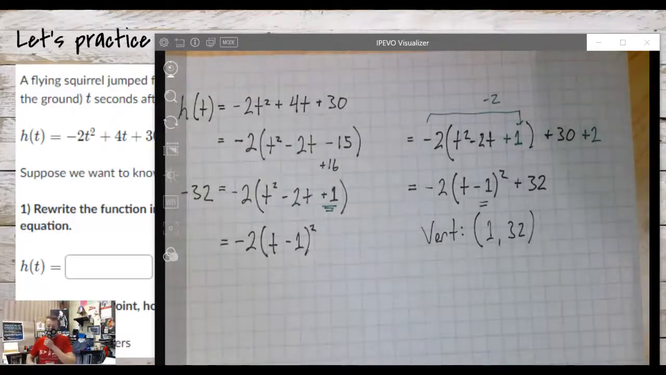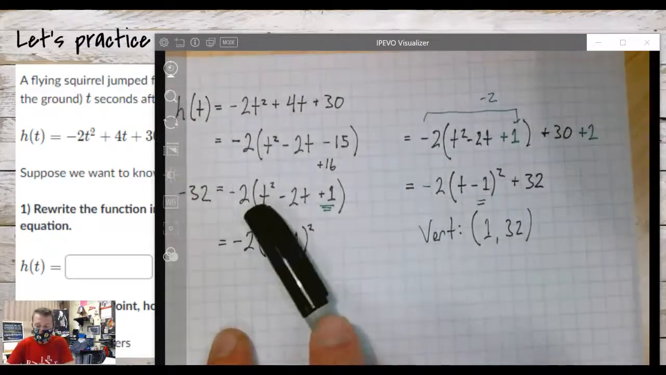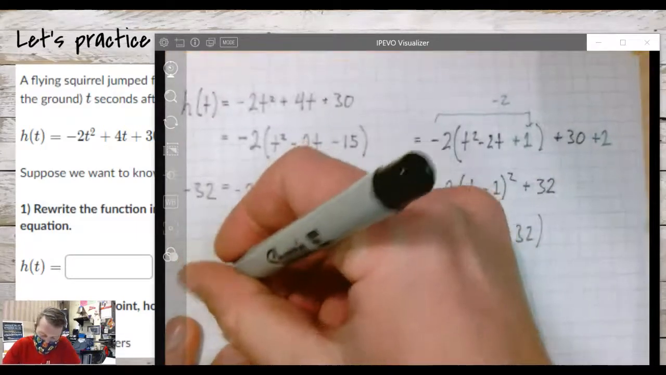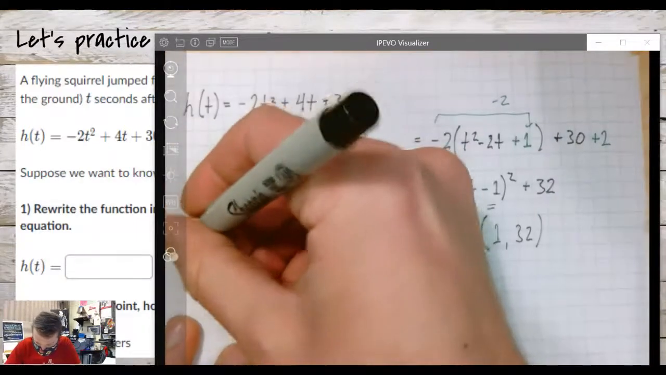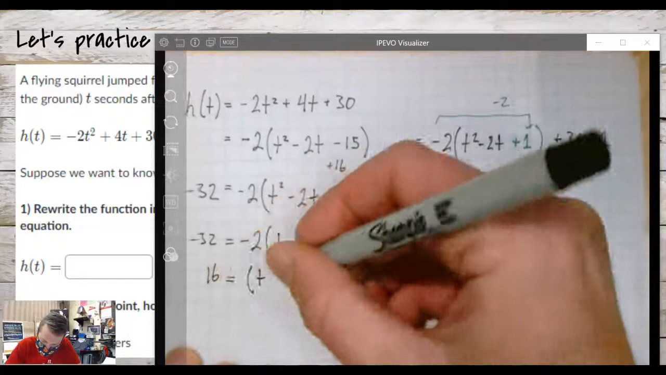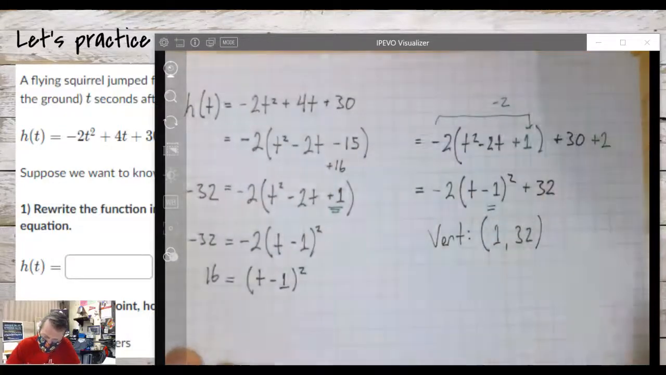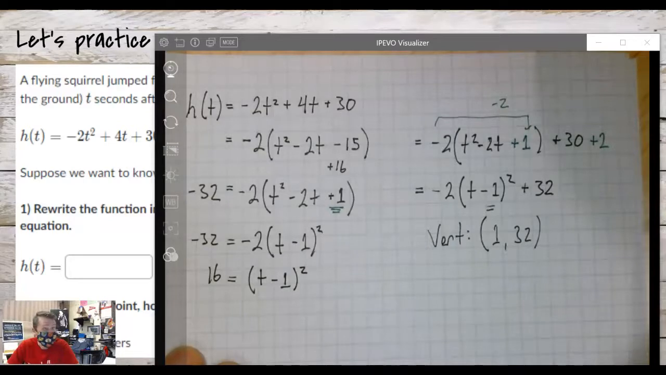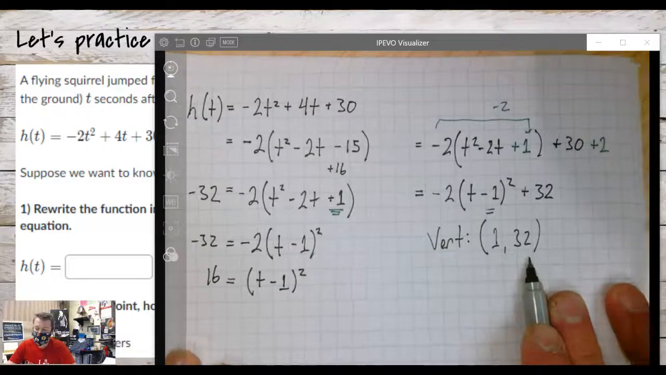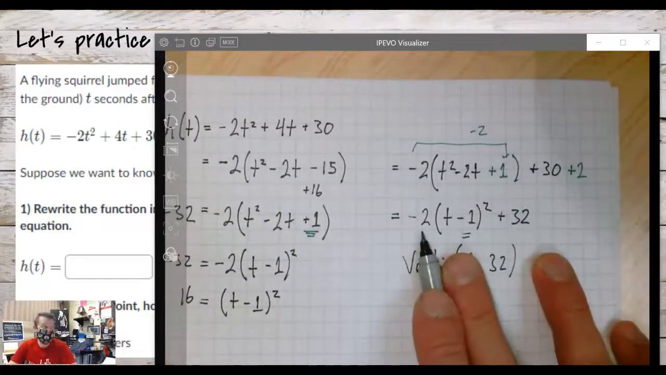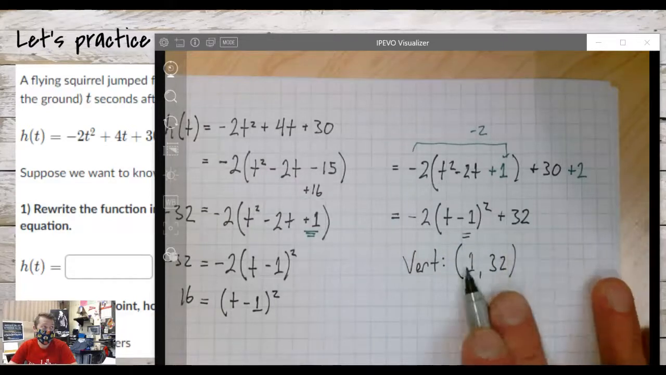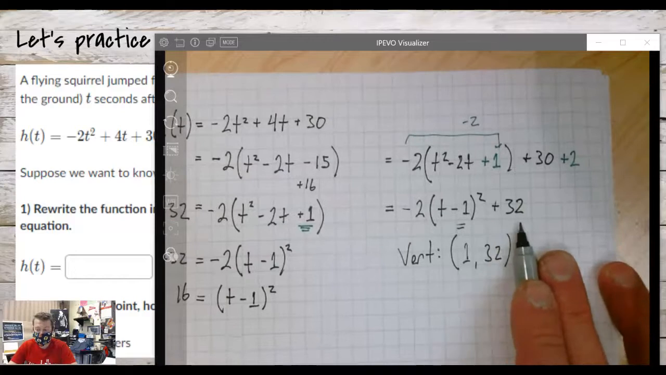Now, I think what might be happening is, if we divide both sides by negative 2, so Kaylin, this might alleviate any concern you have. If this is true, then what is also true is that. Yeah. So you're good. You just went a different route. So if we're asked to find the vertex, you don't really need to get rid of this negative 2. And we don't really need to mess with this out here. It's 1, 32 is what we get for the vertex.